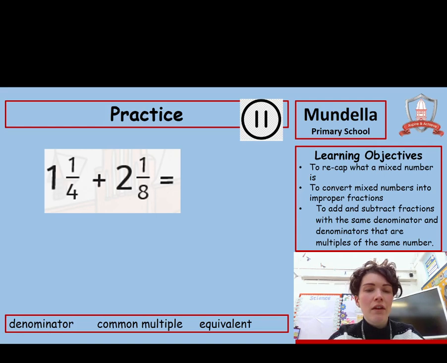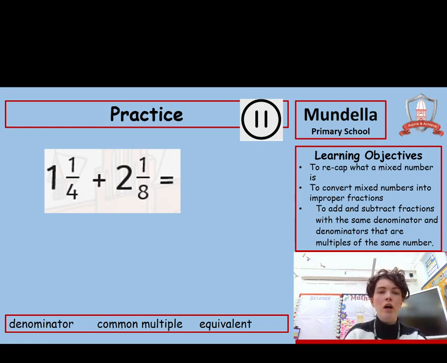the fractions together. So I would like you to think, which method could you use? Adding the mixed numbers together by adding the whole numbers and then the fractions together, or converting the mixed numbers to improper fractions and then adding them that way. Pause the video to have a go.